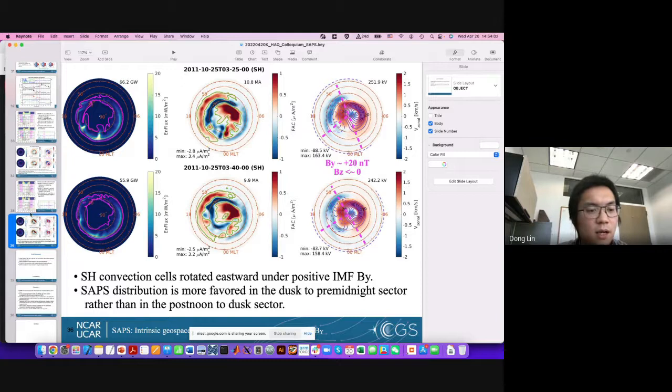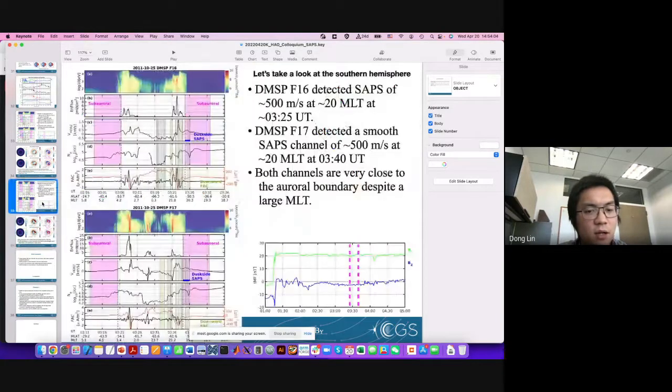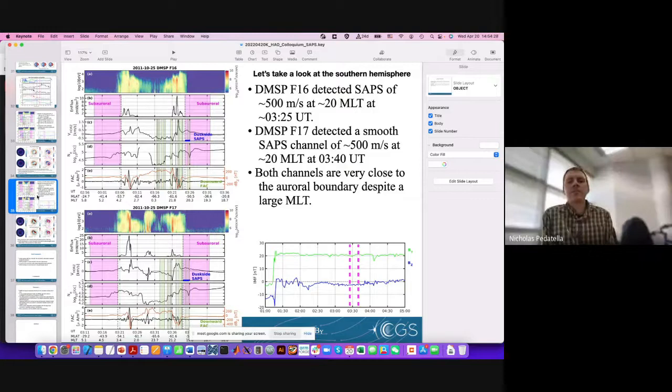But I think this event is a good one because, as you can see, the IMF has been very stable. So I would assume the comparison between these 2 or 4 orbits would be a good one, although more careful examination is definitely needed. Does that answer your question? Yes. Okay, great.